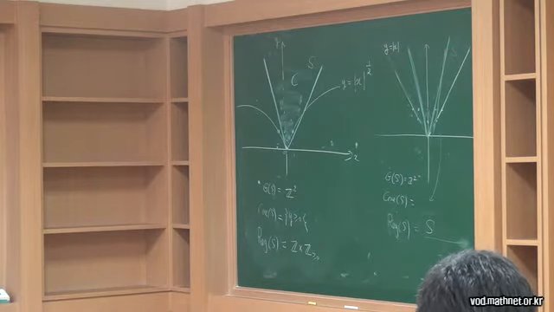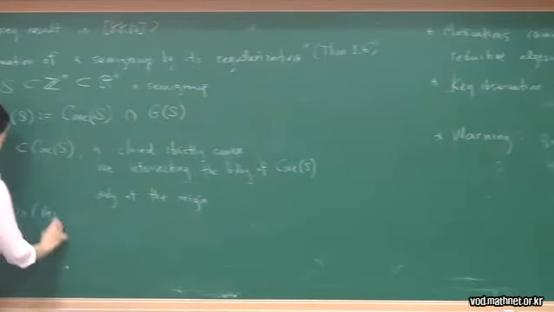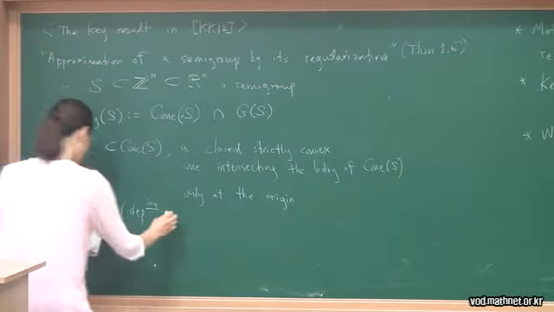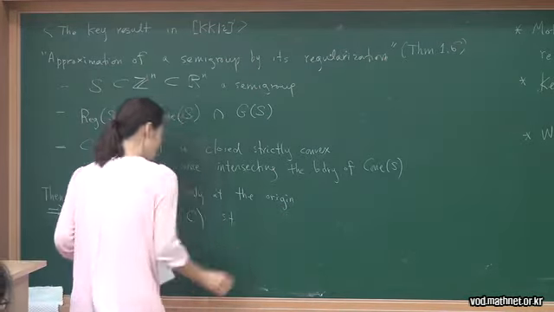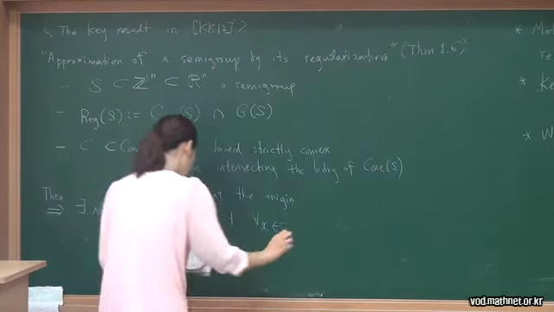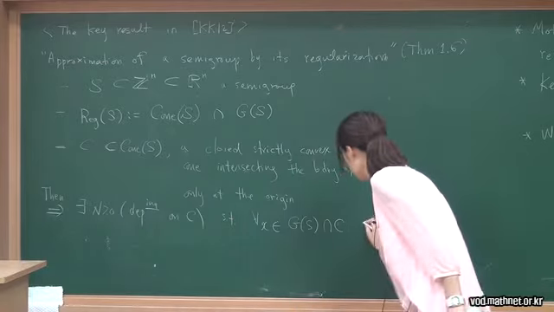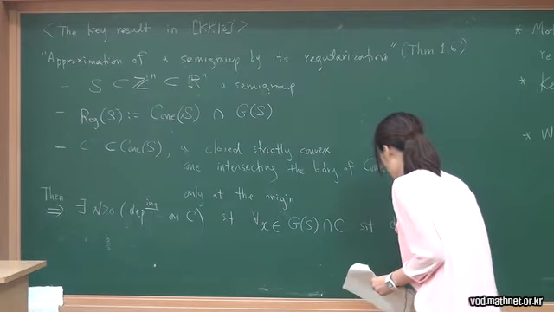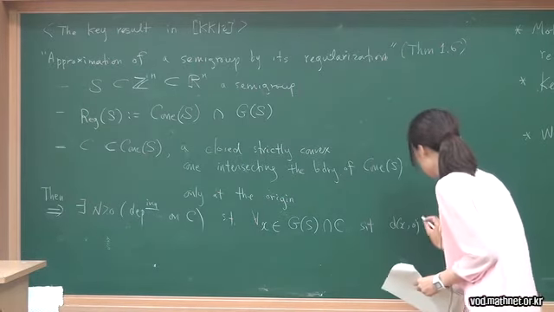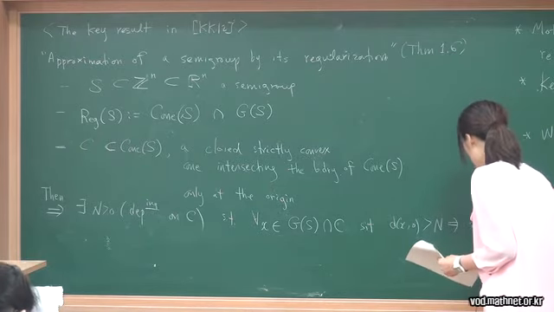Then there exists a constant that depends on your choice of the cone C, such that for all x inside of the group G of S, which is far away from the origin, the distance from the origin greater than some bound, then this point should be in S.